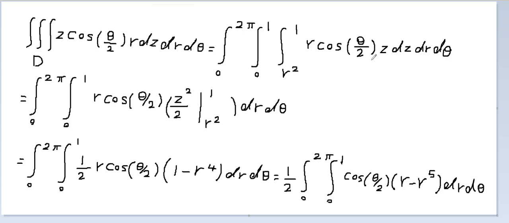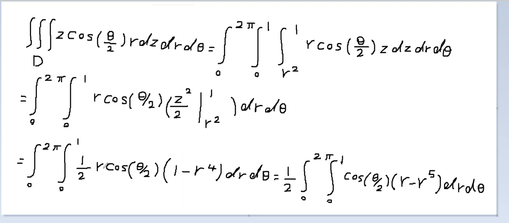So the first integral is with respect to z, so this r cosine theta is a constant. The integral of z dz is z squared divided by 2 from r squared to 1. So this equals the integral, and this is 1 over 2, I take it here. So 1/2 r cosine theta divided by 2. Now, when z equals 1, 1 squared is 1, minus, when z is r squared, squared, r to the power of 4, dr d theta.